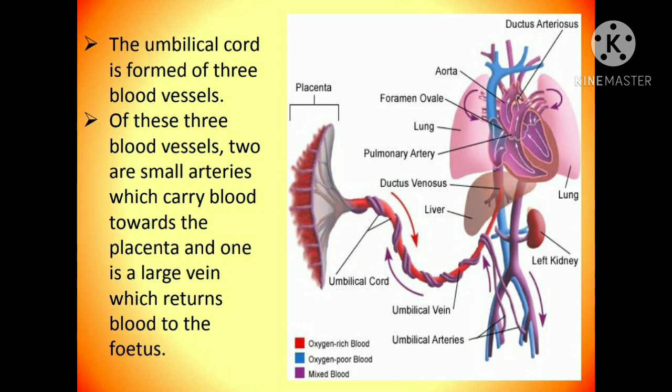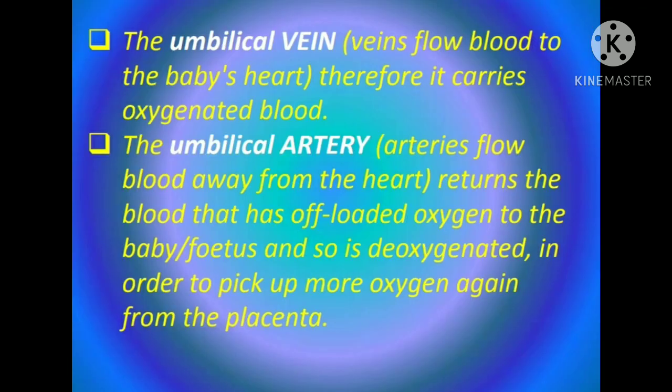Now, some more regarding the placenta. The umbilical cord is formed of three blood vessels. Of these three blood vessels, two are small arteries which carry the blood towards the placenta, and one is a large vein which returns the blood to the fetus. Now we will see what we mean by umbilical artery and umbilical vein.